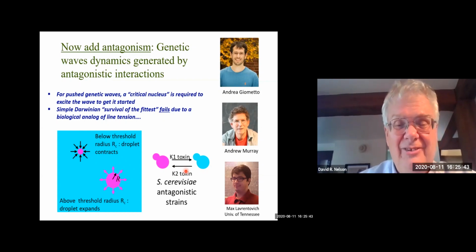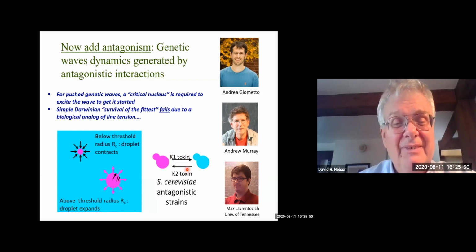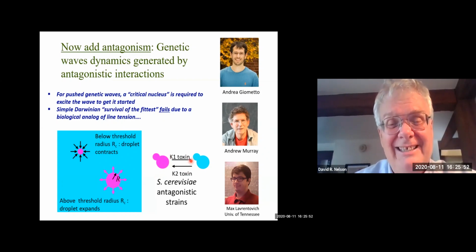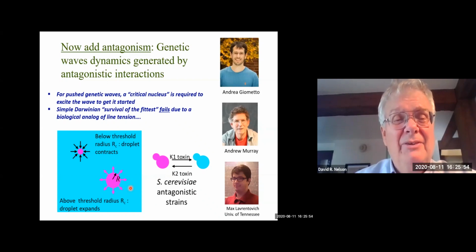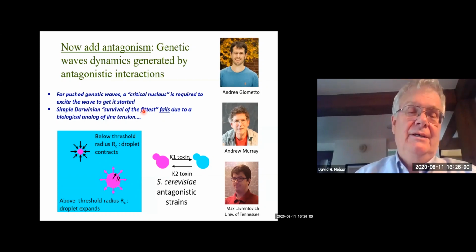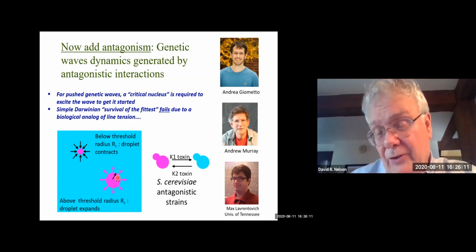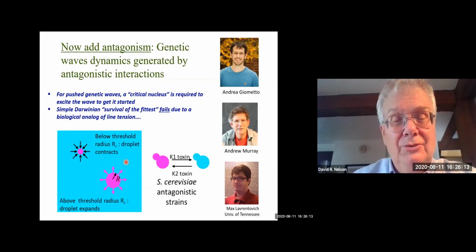And it turns out that although one of these may reproduce faster and produce more of the K1 toxin than the other, because of the antagonism, you have to rethink a little bit Darwinian ideas about survival of the fittest. If this magenta strain has a selective advantage over the blue strain, you'd think that it would take over, and it would in a well-mixed test tube.